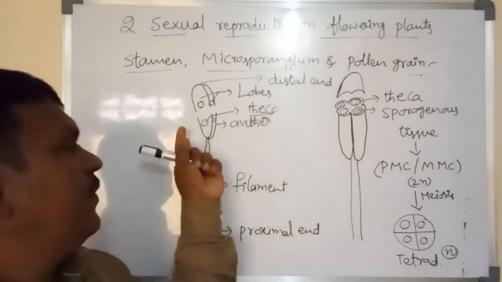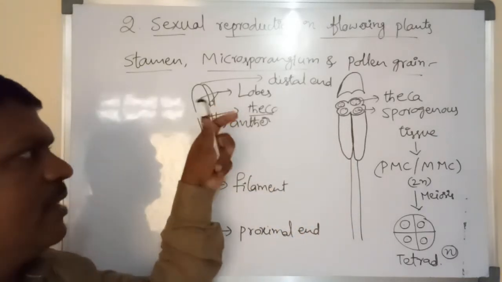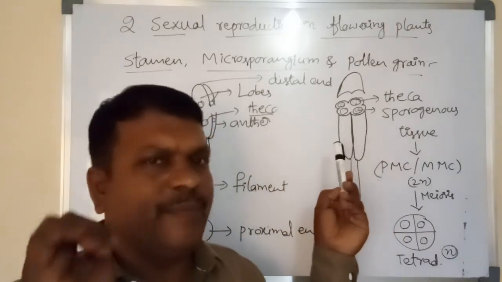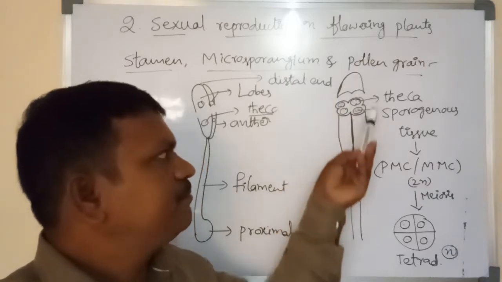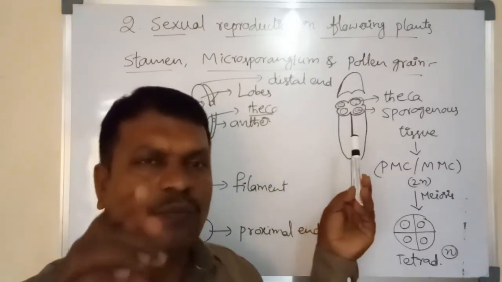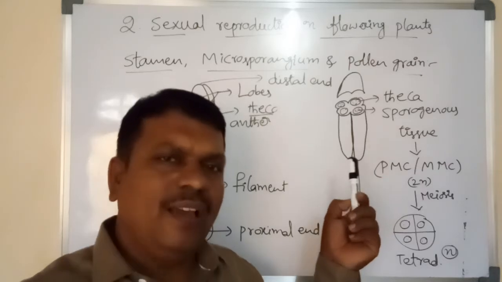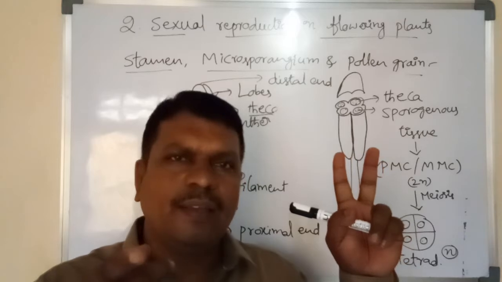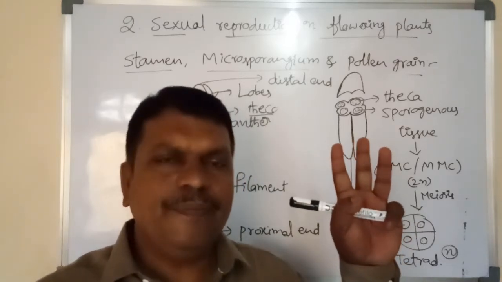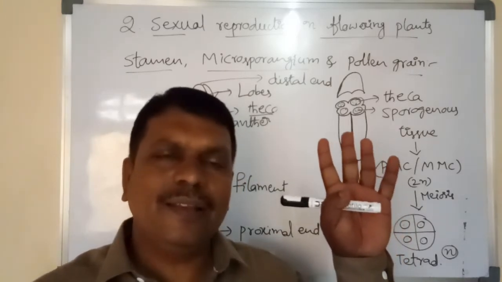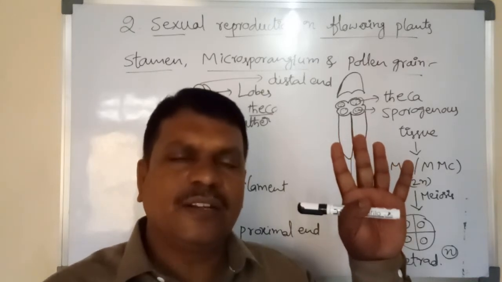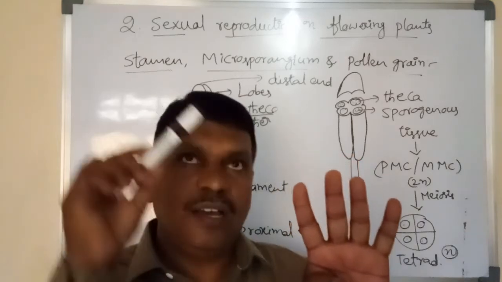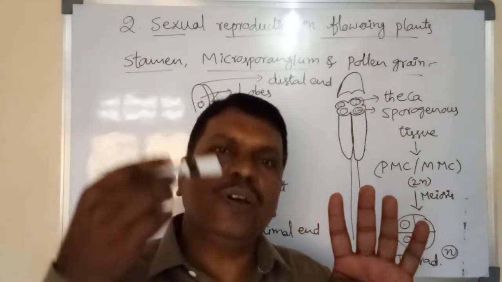Right. When you make a transverse section of anther, you will notice internal tissues and their arrangement. Broadly, there are four layers that envelop the anther. What is the outermost layer? Epidermis. Below epidermis, endothecium. Below endothecium, middle layer. Below middle layer, innermost layer, tapetum. Four layers, very important. Four layers, their sequence, outer to inner side and inner to outer side.